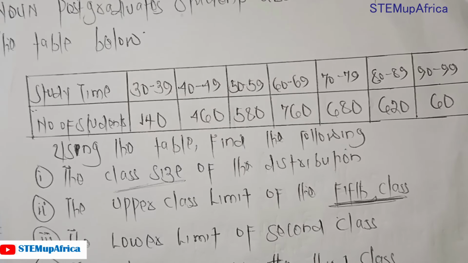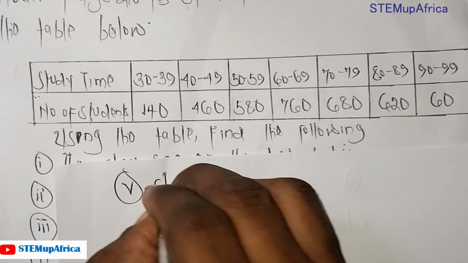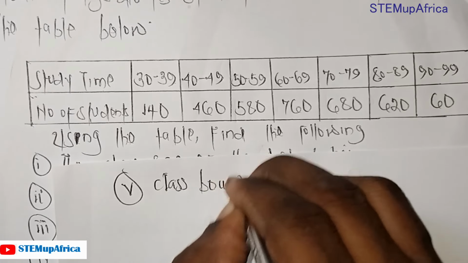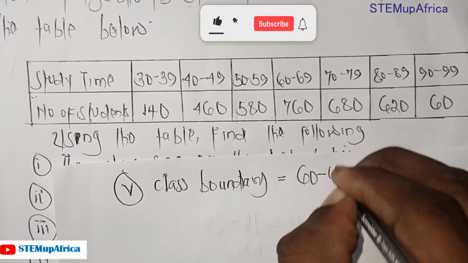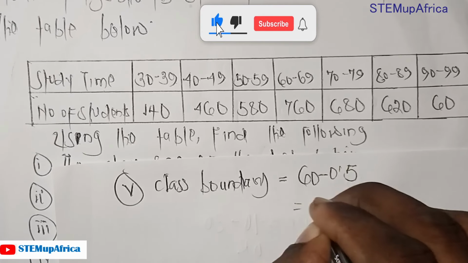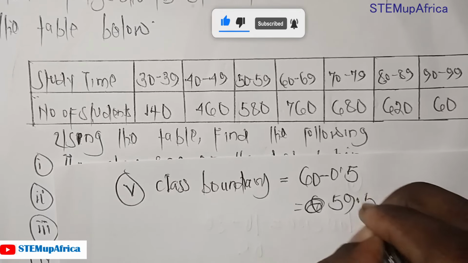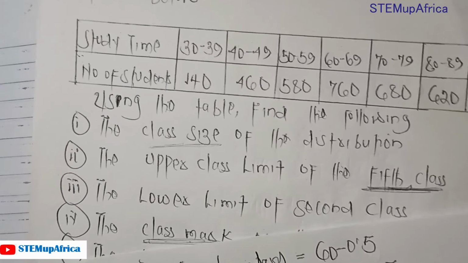So the class boundary will give me 60 minus 0.5. That is now 59.5. That is the lower class boundary of the fourth class.